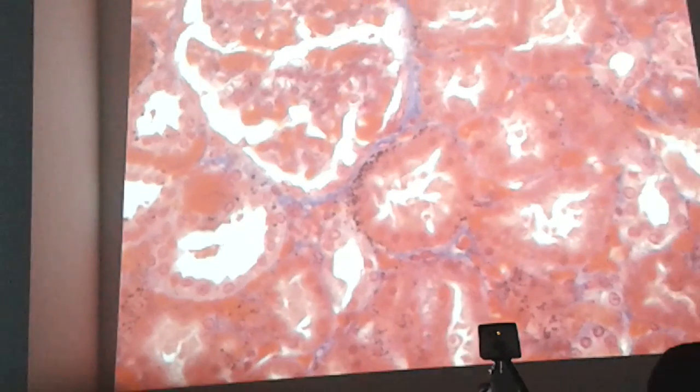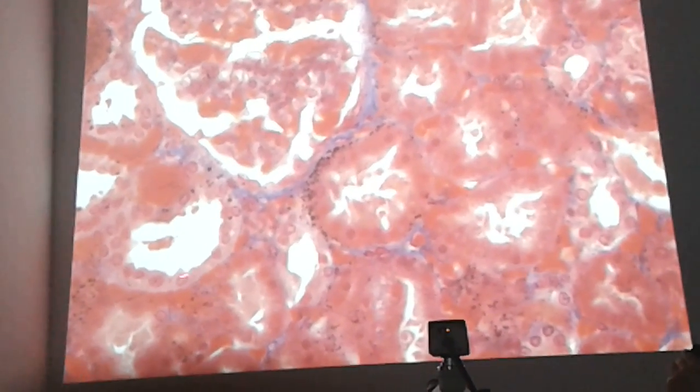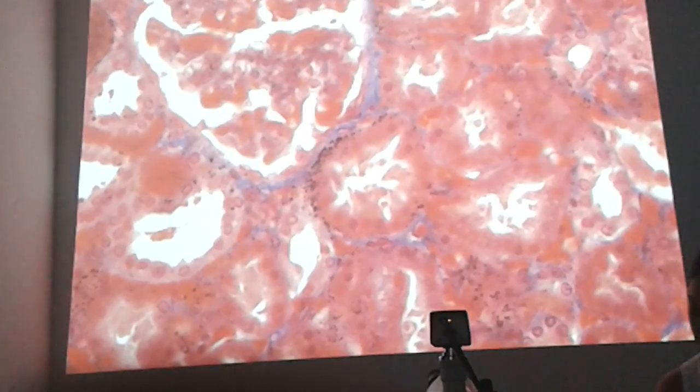So can you distinguish simple cuboidal epithelium? This is another simple cuboidal epithelium. This is the nucleus of the cell, stained a little bit darker, and around the nucleus you can see the cytoplasm. So this is the simple cuboidal epithelium.